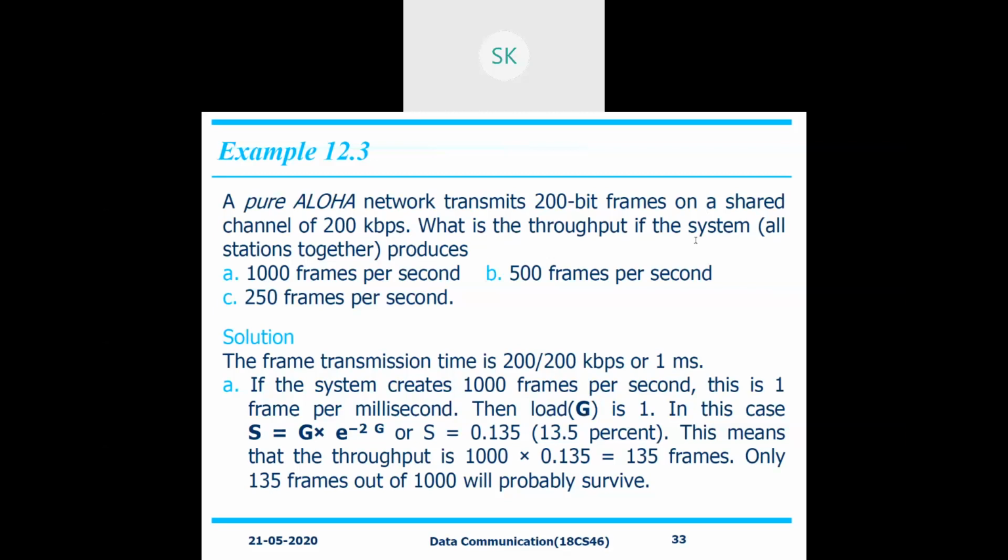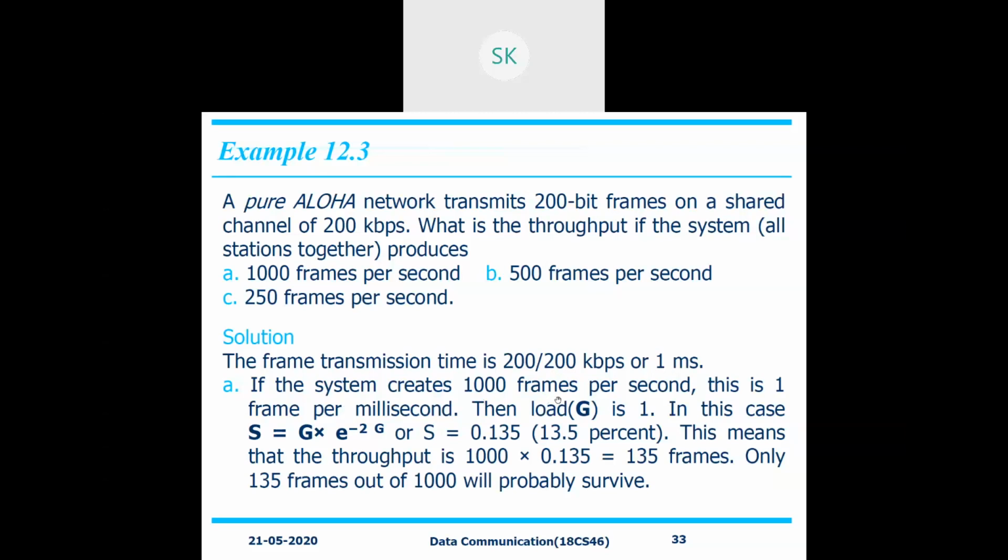So what is the throughput if the system produces 1000 frames per second, 500 frames per second, 250 frames per second? What will be the throughput that I need to calculate? For that, first I need to go with the transmission time. The frame transmission time is calculated using the 200 bit frame and the shared channel. It is 200 bits divided by the shared channel capacity, 200 kilobits per second. So you get the transmission time, which is nothing but 1 millisecond.